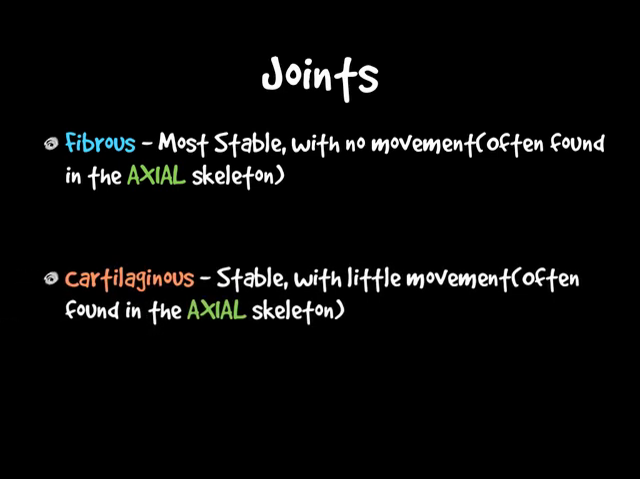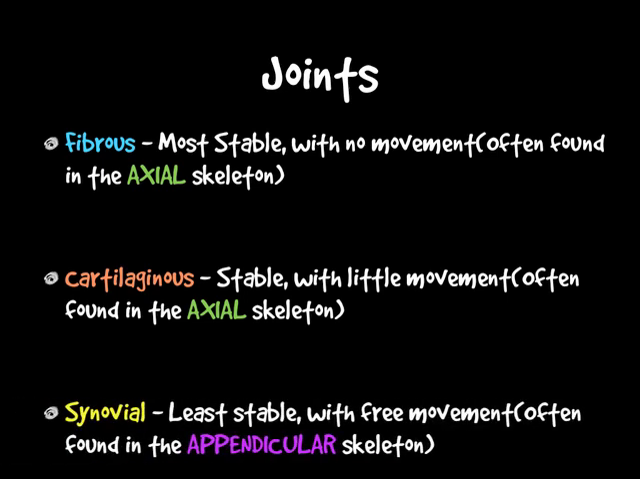The second type of joint is what we call cartilaginous, which means it's a little bit like the fibrous or fixed joint, but it has a little bit more movement. Not a massive amount of movement, but a little bit more. These ones you may have known from GCSE as slightly movable joints, but they're actually called cartilaginous joints, and again they're generally found in the axial skeleton, mainly in the vertebral column.